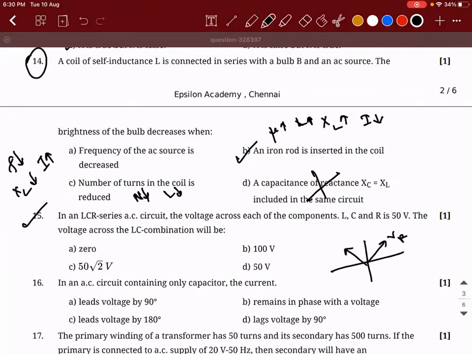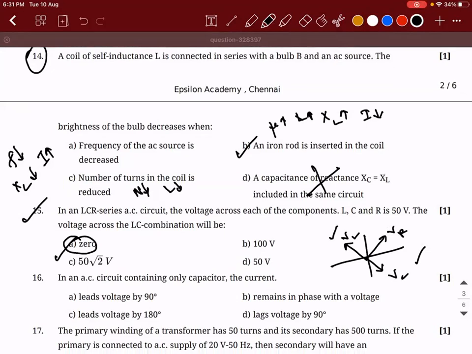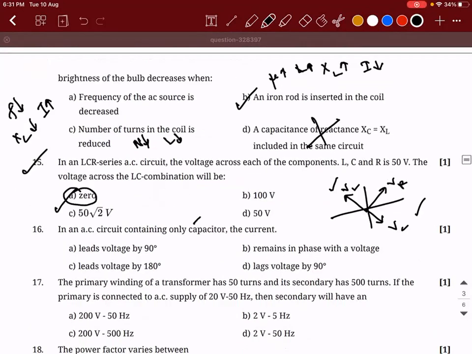VR, VL, VC. So voltage across VL and VC put together will be how much? 0. Okay, sir. Yes. But they both are always out of phase. Okay, sir. So in an AC circuit containing only capacitor, the current leads the voltage by 90 degrees, remains in phase with voltage, leads the voltage by 180, lags the voltage by 90. At least this you should be able to answer first.